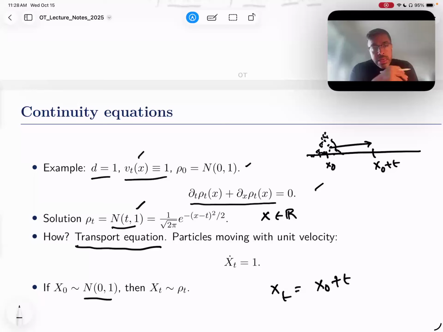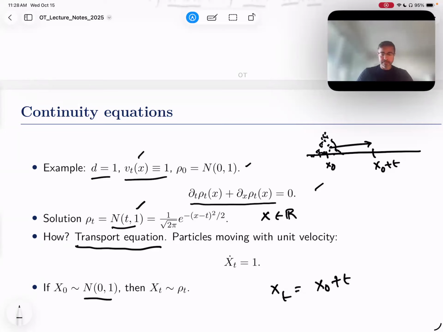Good. So the continuity equation, let me repeat what I'm saying. What the continuity equation is hiding is a particle system moving, where the initial particle is chosen at random from the initial distribution rho zero. And now at time t, if the particle is at space x, it receives a velocity vt of x. And now you track this particle with time and you ask, what is its distribution at time t? Whatever the distribution is, that's a solution of the continuity equation.